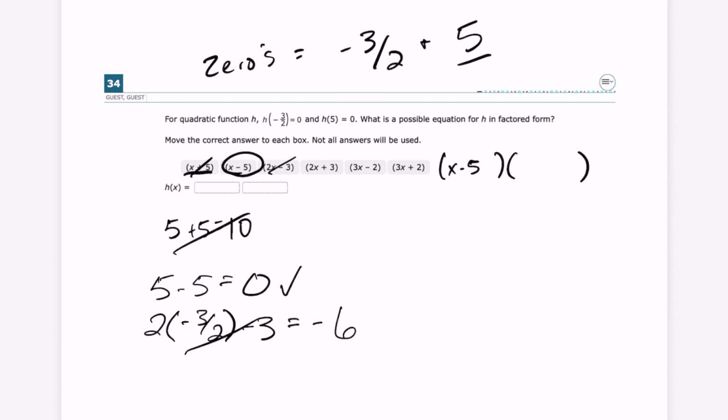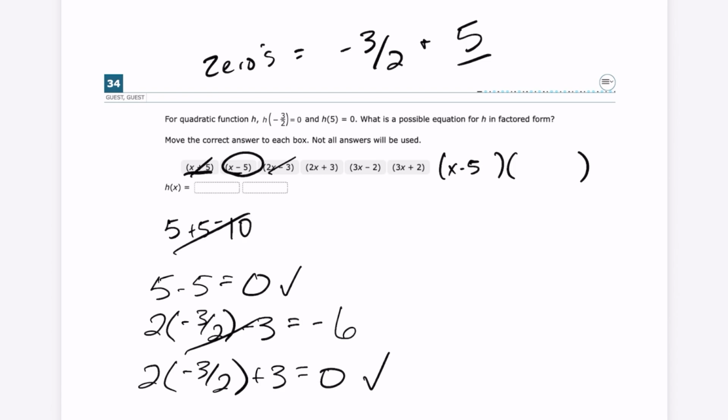So that is not going to be our answer choice. Our next one is 2x plus 3. And so again, we're going to do 2 times negative 3 over 2 plus 3 is equal to, and if we put that into our calculator, we are going to get that that is equal to 0. So that one does work.